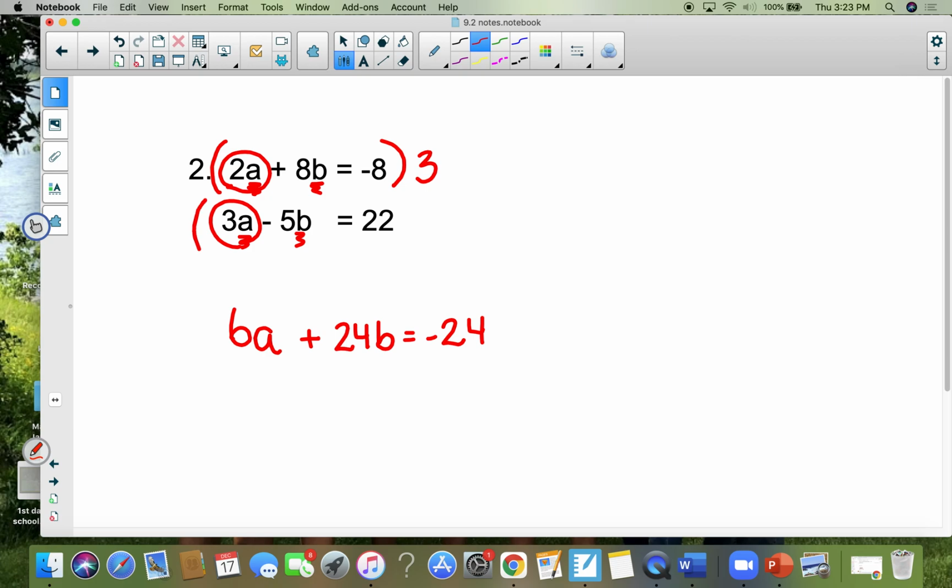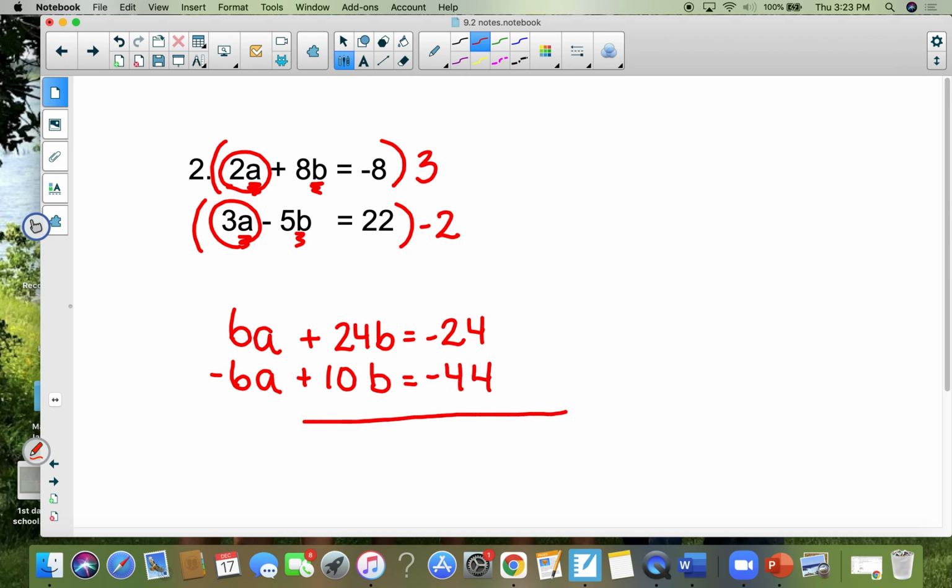I'm going to multiply the second equation by -2. And you'll see why I multiplied by -2. So -2 times 3a is -6a. -2 times -5 makes a positive 10b, and 22 times -2 is -44. And then draw your line, and you should be adding every time because you should have picked numbers that were opposites of each other, and these two are opposites of each other, which will cancel each other out.